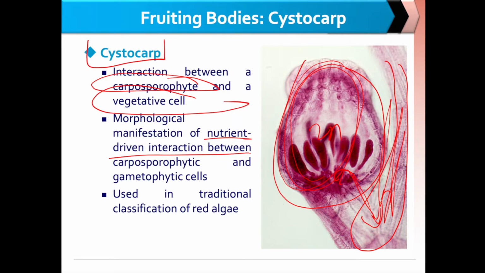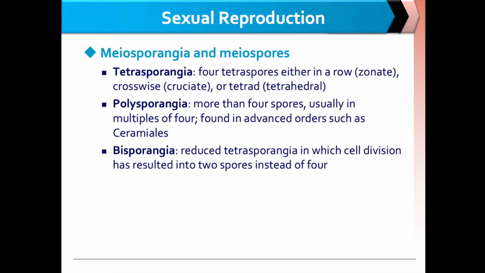The formation of your fruiting bodies, your cystocarps, and whether there is a difference in the number of carpogonial branches, or the presence or absence of cystocarps, is used in the taxonomic identification of members of the rhodophytes. Further down the line, there is the formation of different meiosporangia and meiospores in your rhodophytes. So what are these meiosporangia and meiospores?